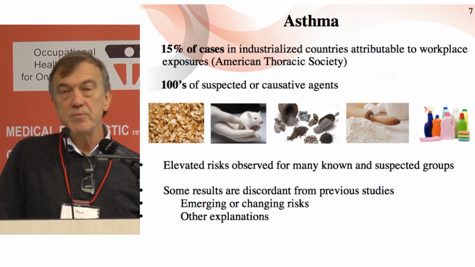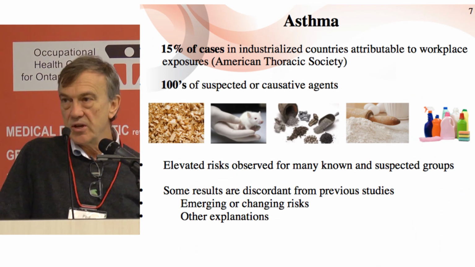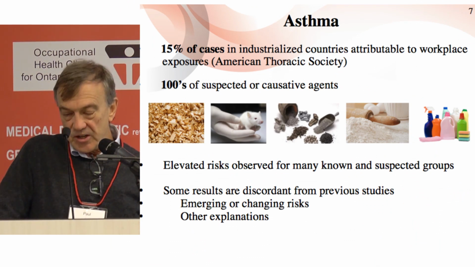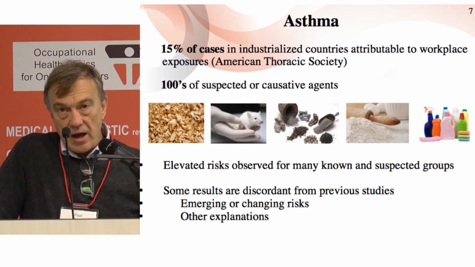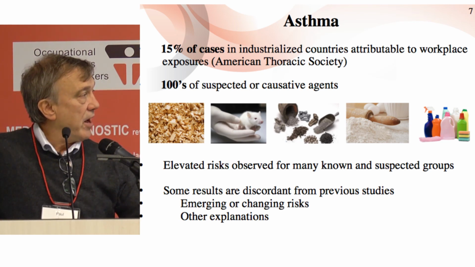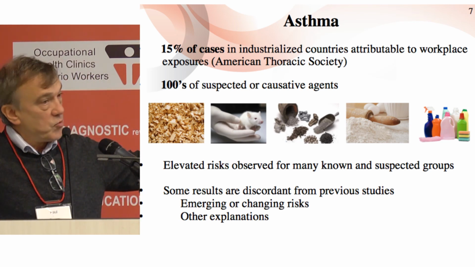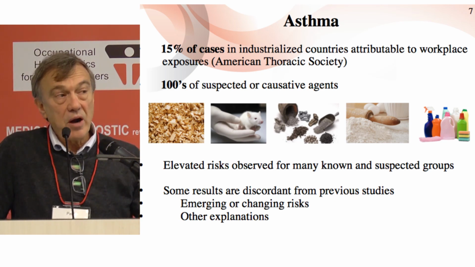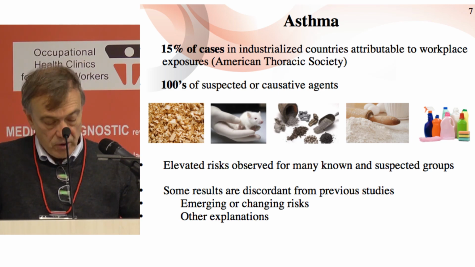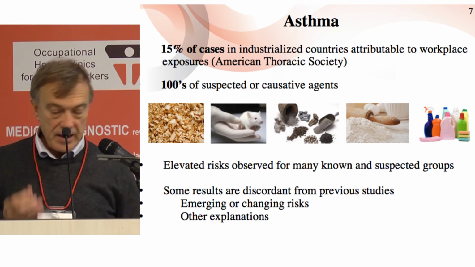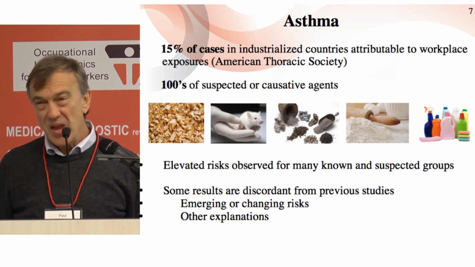Another priority for the occupational disease surveillance system is allergens and irritants, and that means asthma and dermatitis. Certainly asthma is one of our 9 diseases that we are looking at here in the occupational disease surveillance system.